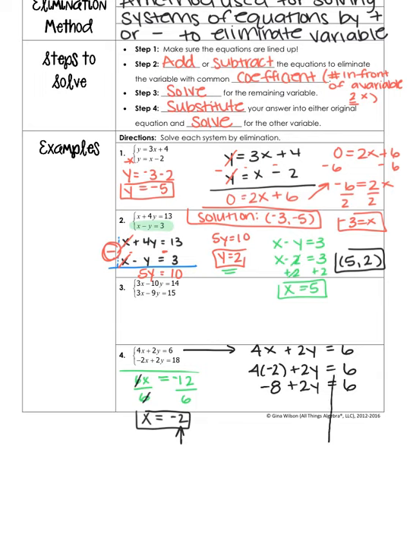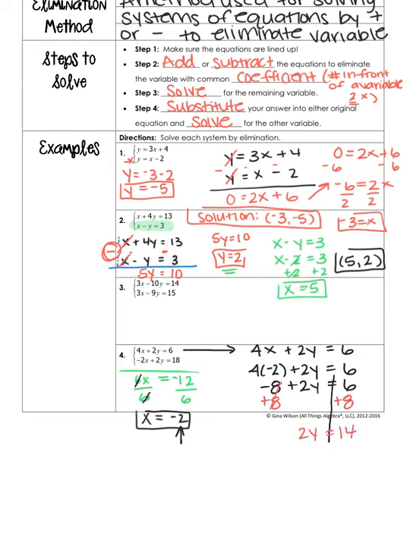So I have to solve this for y. I'm going to add 8 to both sides. I'm left with 2y equals 14. My last step is going to divide by 2. And I'm now left with y equals 7. So I'm finished. I know that my x coordinate is negative 2 and my y coordinate is 7. So the solution to this system of equations is negative 2, 7.